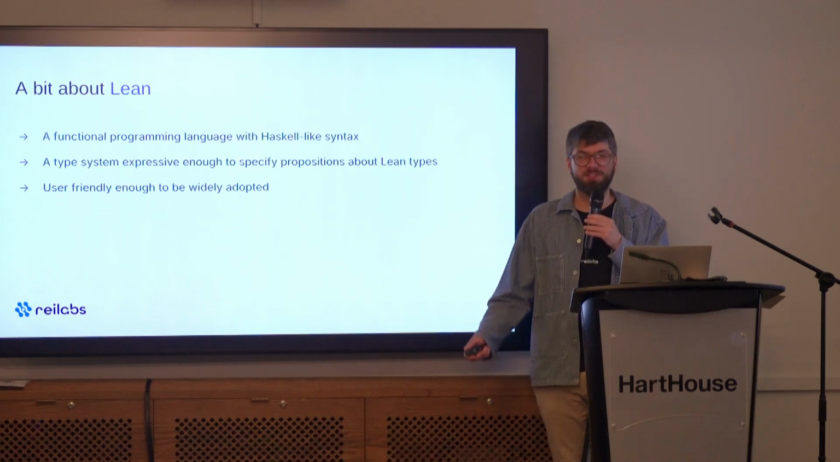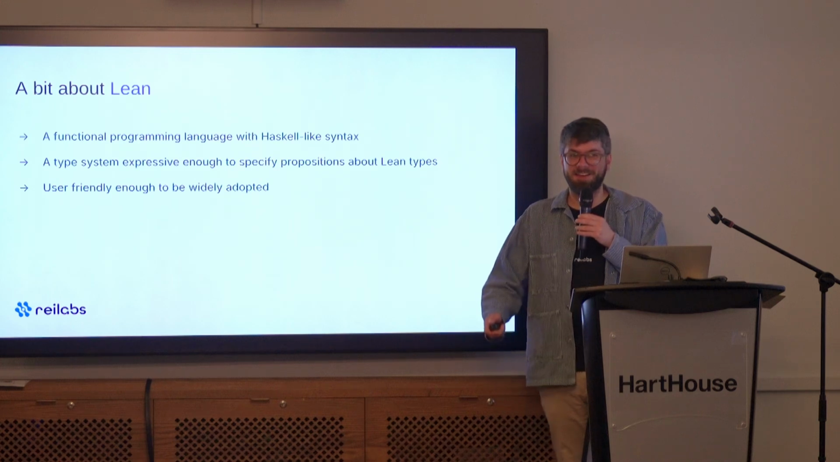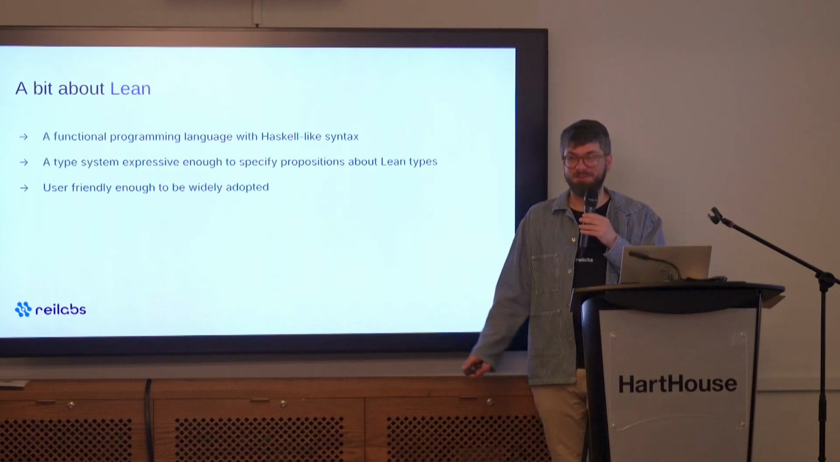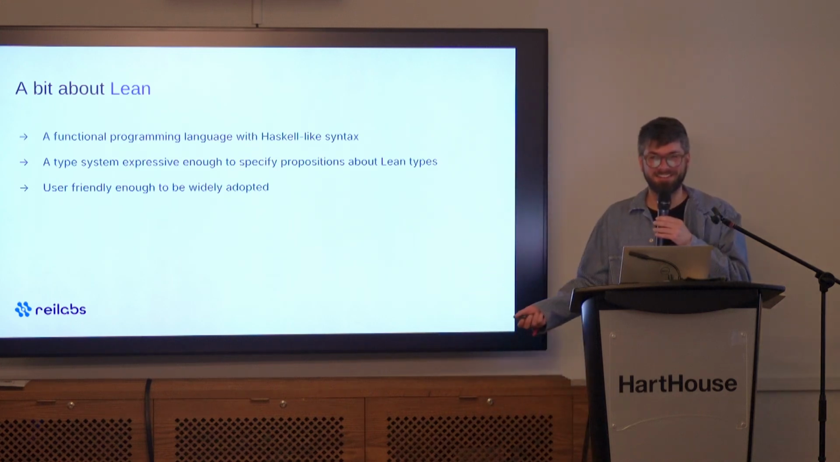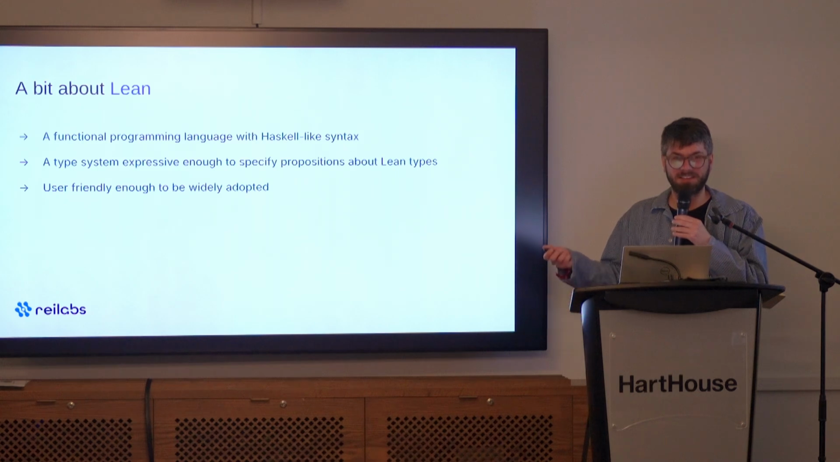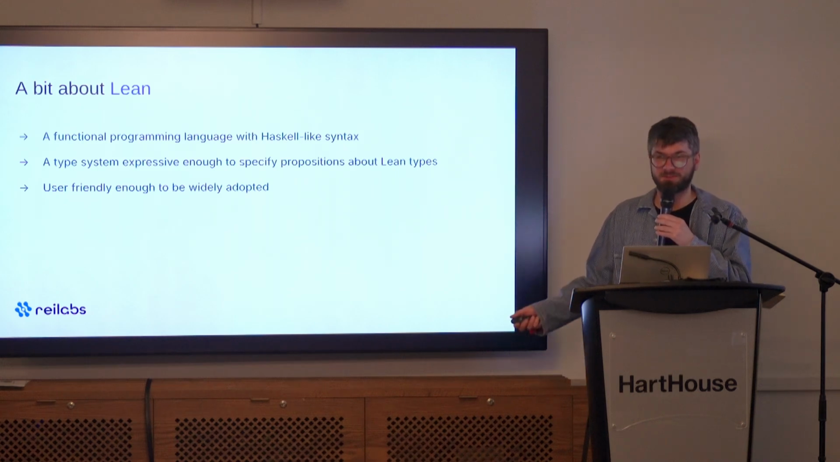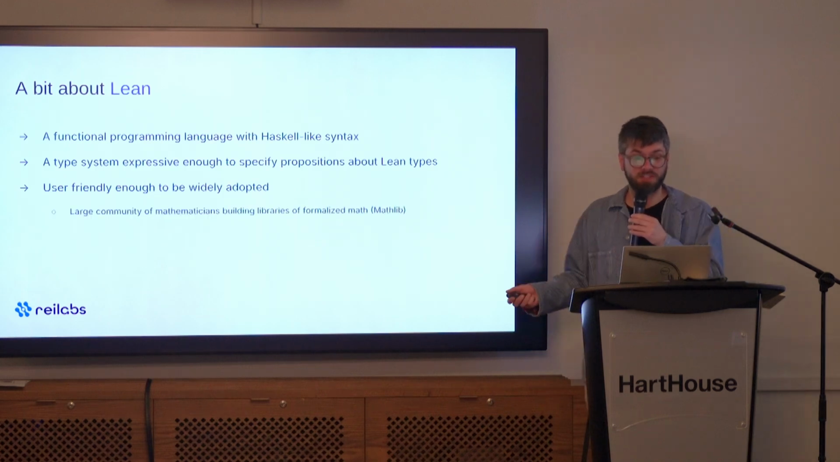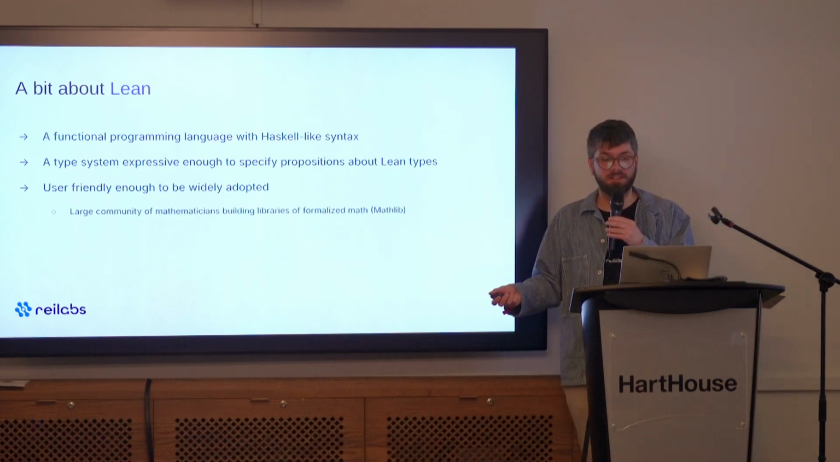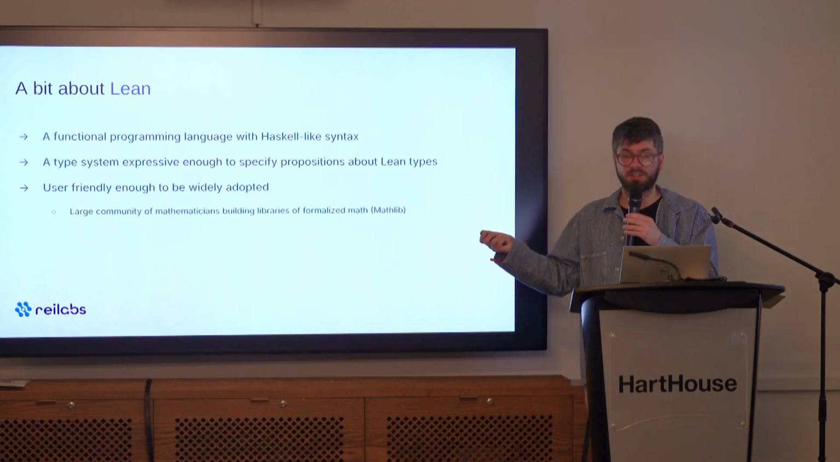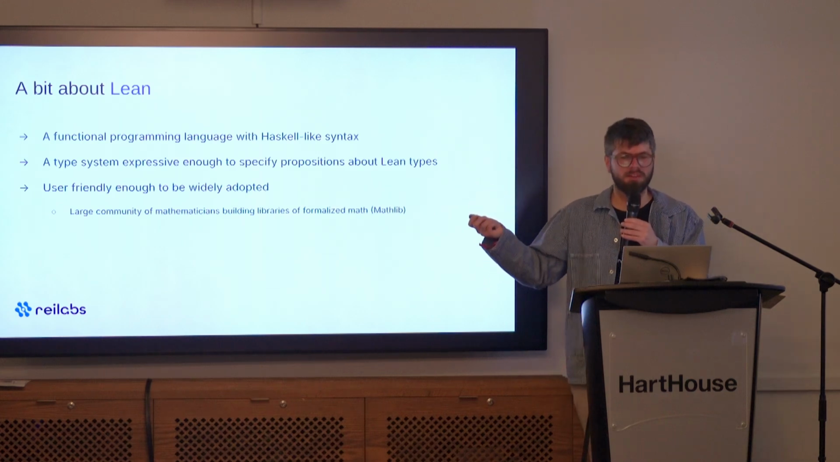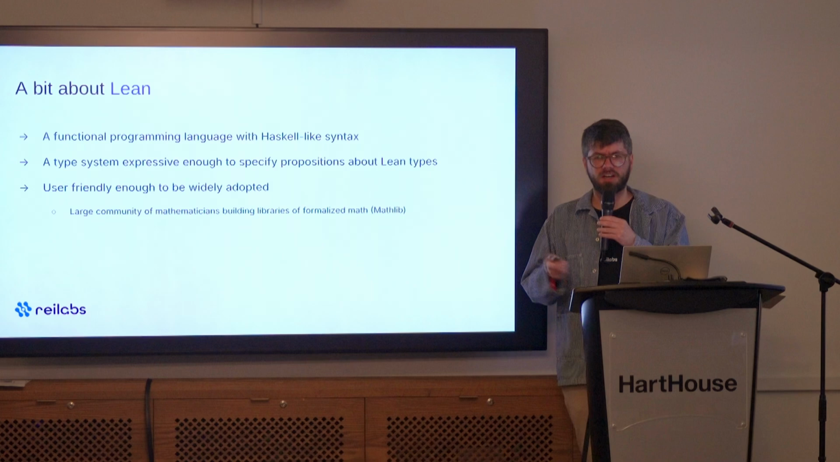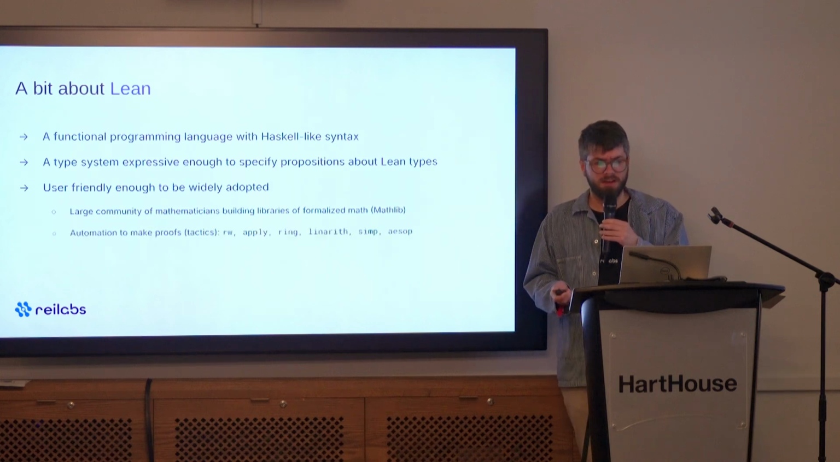I was a mathematician in a past life, and I would say I did not know very much about computers when I was a mathematician. Even as the naive mathematician I was back then, I could still use Lean. There's a large community of mathematicians building libraries of formalized math in Lean. This is mathlib. This is a library. If you Google mathlib or something like that, you'll find it. It has a ton of math that's already formalized.